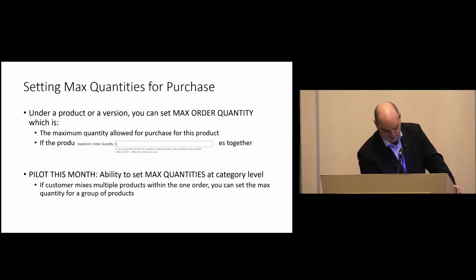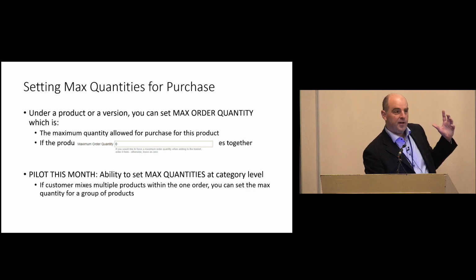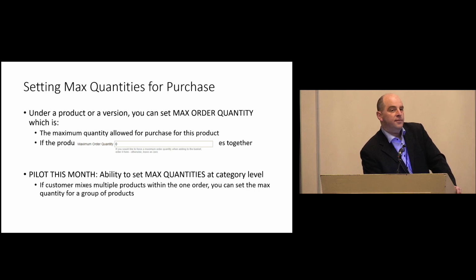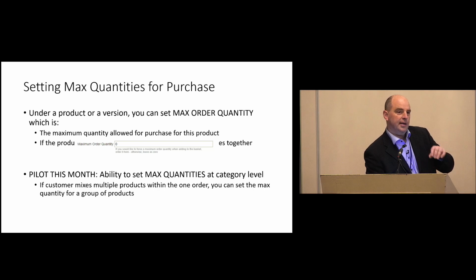Setting max quantity. Sorry, my slide is a bit mangled there, but it's available now under the update product. There's a box there for setting max quantities. We're going to pilot this month where you can set max quantities using the category configuration, for a category of products or a product group. In which case, it will only allow you to buy a maximum amount, the sum of all the quantities of those products in your basket.